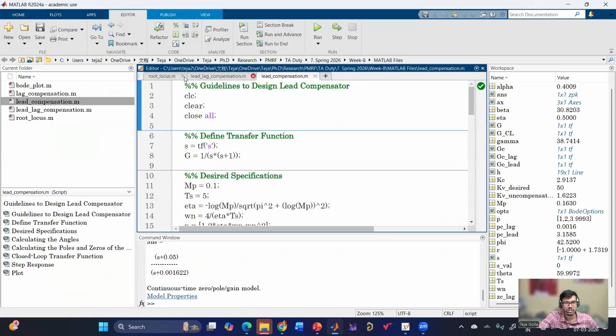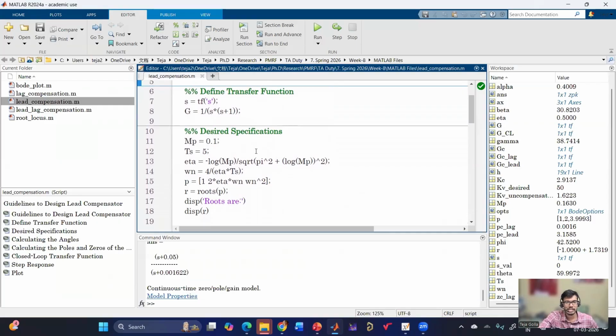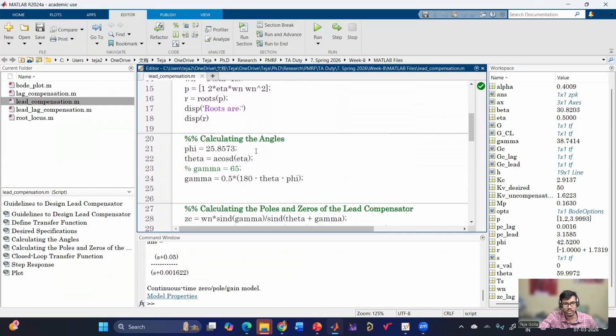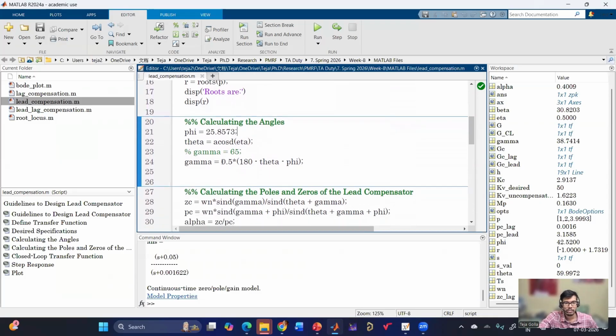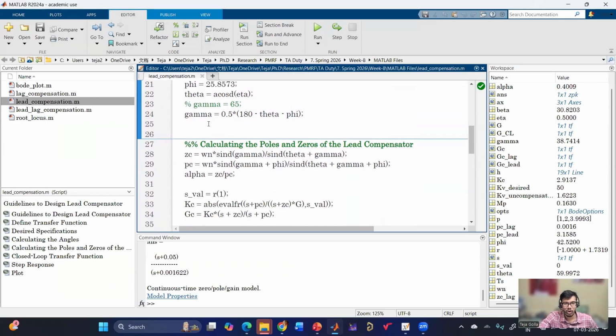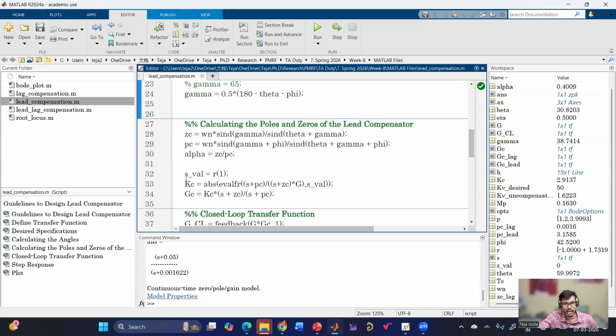I'll close others. Yeah. So in the lead compensation, first I'm defining the transfer function and the desired specifications, which will give me the roots. Then the angle I have to calculate from the angle criteria, how much angle is needed, and theta and gamma can be obtained using these formulas. Once I get all the angles, then I can calculate Zc, Pc, and from there I can calculate the alpha as well. But for calculating Kc, I need to use the gain criteria, which I can obtain from this.